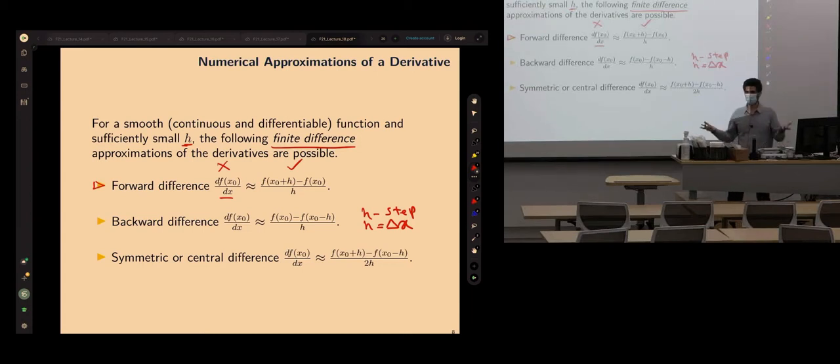Now, what are the pros and cons? If you know the exact solution, obviously your problem is so much simpler, and usually it's faster.